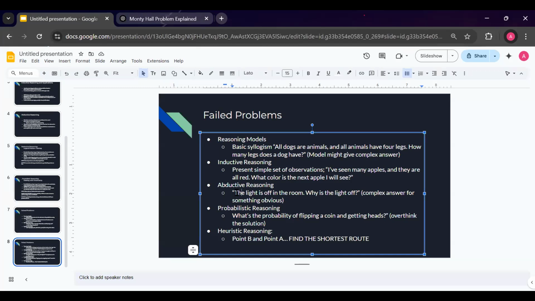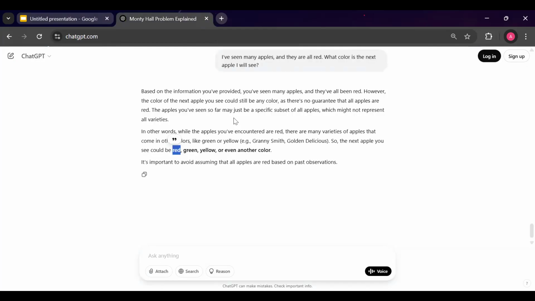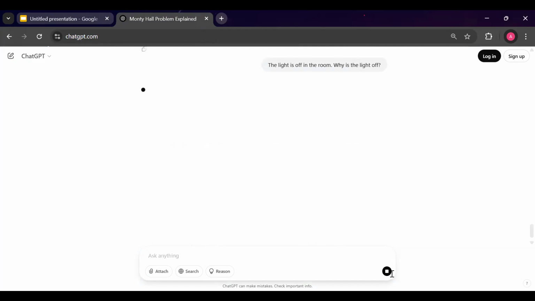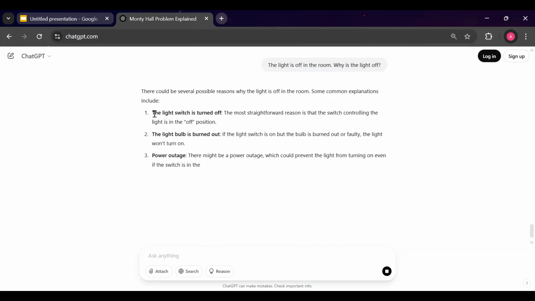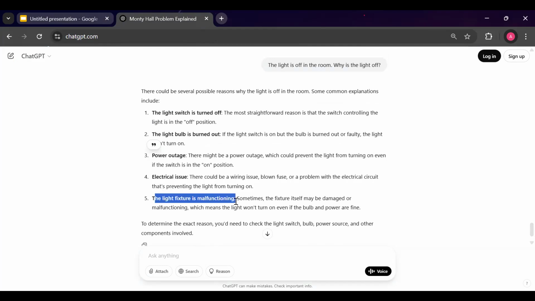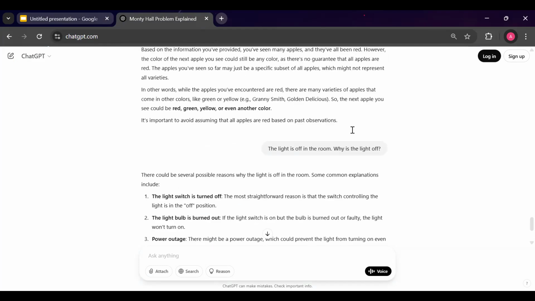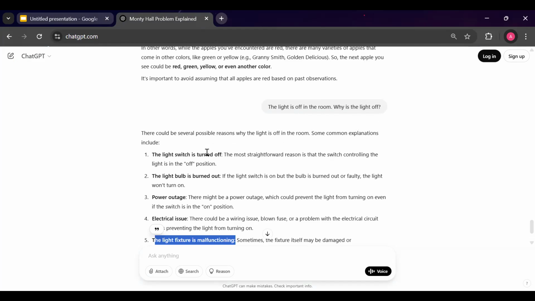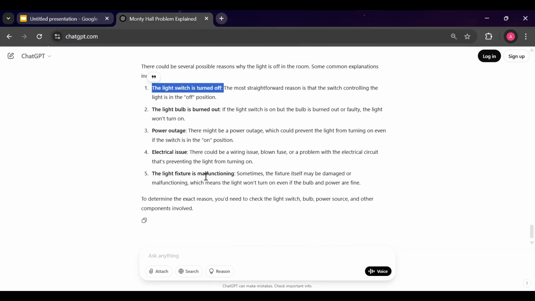And this one, the abductive reasoning, it could give a complex answer, by saying that it is something else besides just the switch being turned on and off. So let's see. Look, this is what we want. But it is saying over here it is just a power outage, electrical issues, the light fixtures malfunctioning. So this is pretty much what we don't want. Even though it is something straightforward, which is pretty much just the light switch being turned off, it does tend to give other possible outcomes.